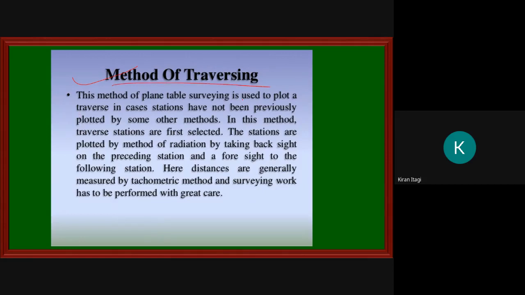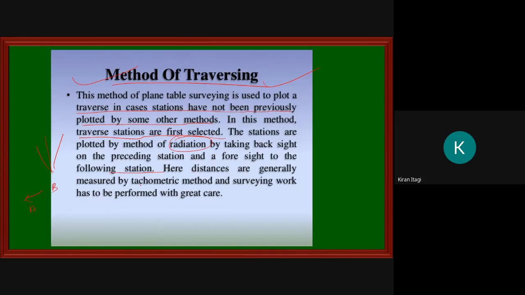This method of plane table is being used for plotting the traversing case, where stations have not been previously plotted by some other method. Not able to plot the diagram before, but for other types of problems, we can go for traversing. In this method, traverse stations are selected first. The stations are plotted by the method of radiation by taking backsight on the preceding station and foresight to the following stations. From B to A, after that, you can take the other stations.